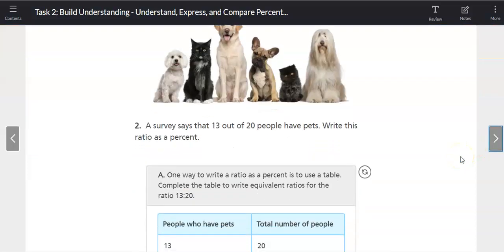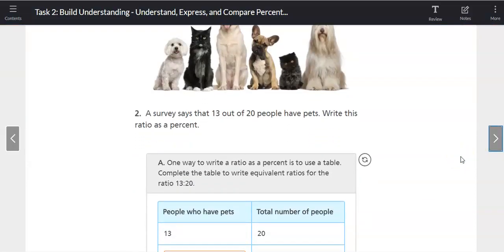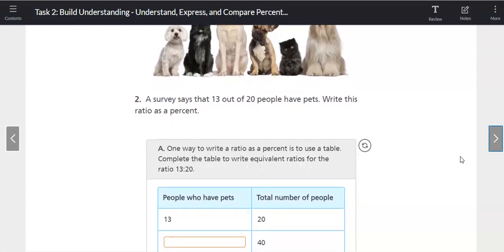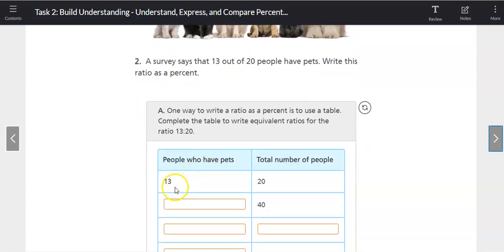Okay, let's look at this next question. We're on question number 2, which is, if you're in the book, on page 207. A survey says that 13 out of 20 people have pets. Write this ratio as a percent. So 13, 20. To get it to 40, 20 times 2 is 40. So 13 times 2 is 26.